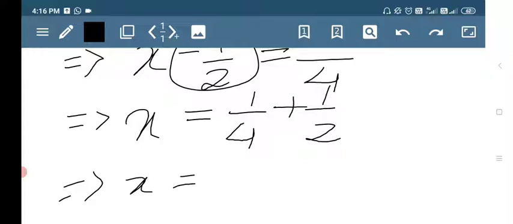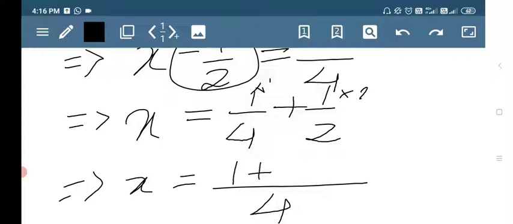x is equal to, you have to take the LCM of this. What is the LCM? 4 is the LCM. 4 1s are 4, 2 2s are 4. So 1 1s are 1, 1 2s are 2, which is equal to 3 by 4. Got it?